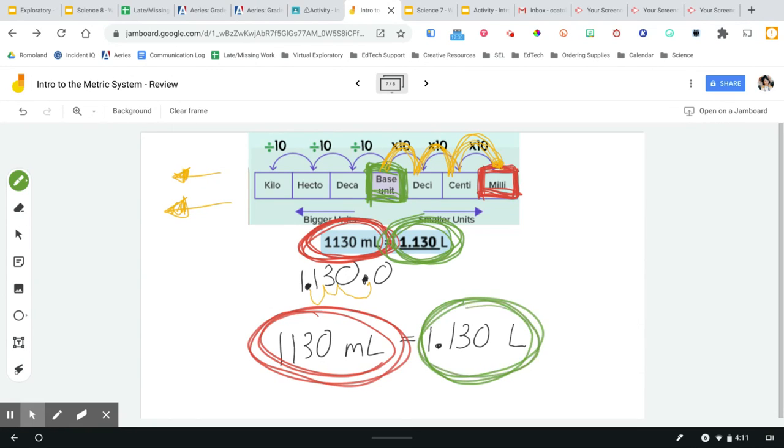So again, the actual numbers are not changing. I should always have that 1. I should always have that 3 in my conversion. The only things that are changing is how many zeros there are and where the decimal is. In this case, the zeros stay the same. I just moved the decimal over here to the left.